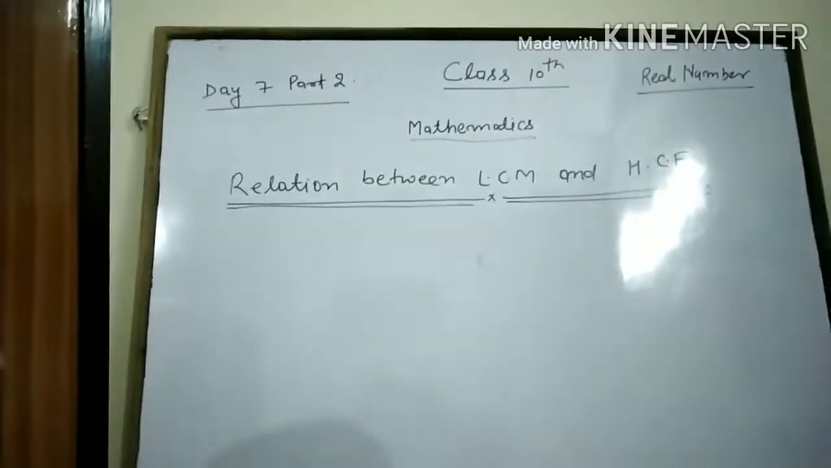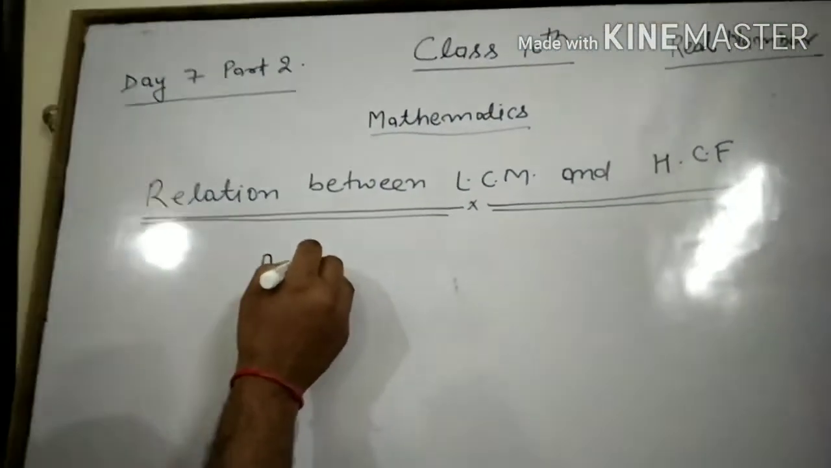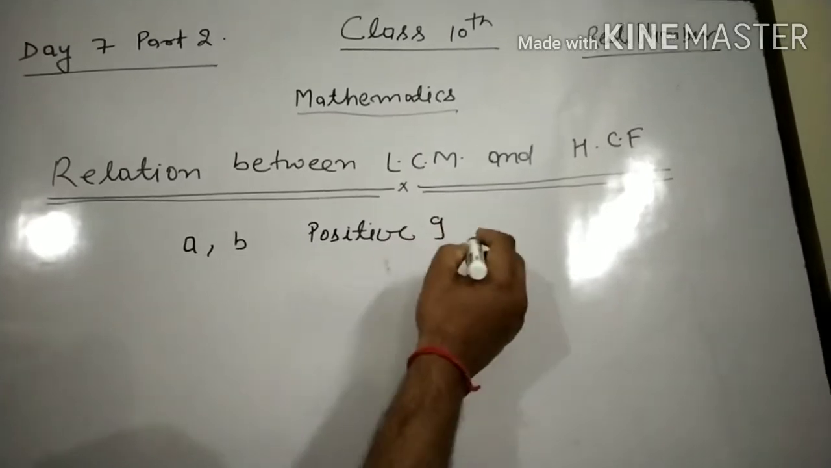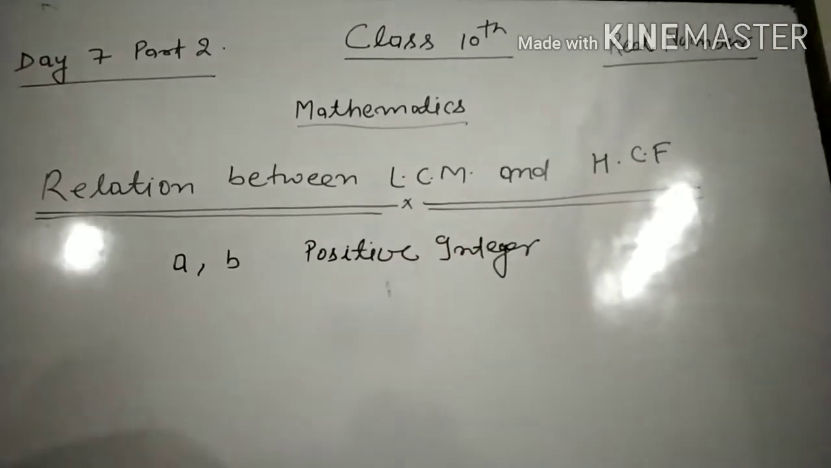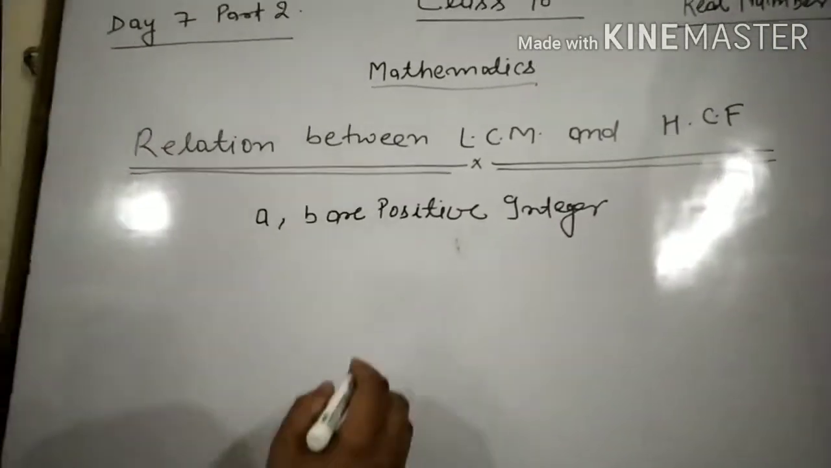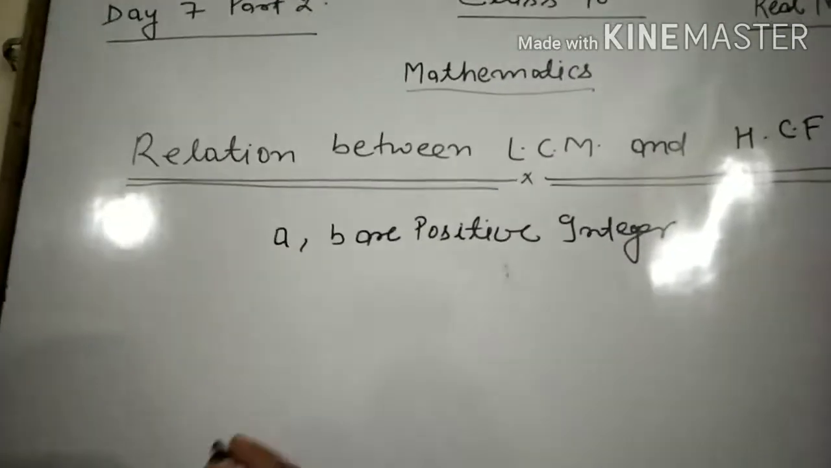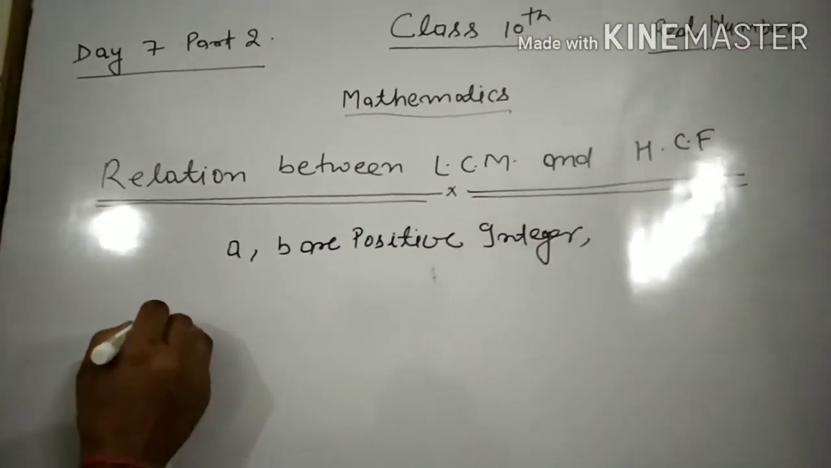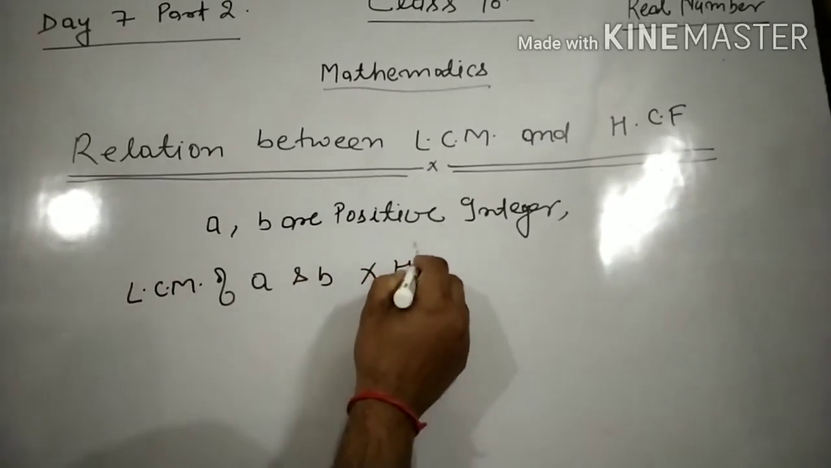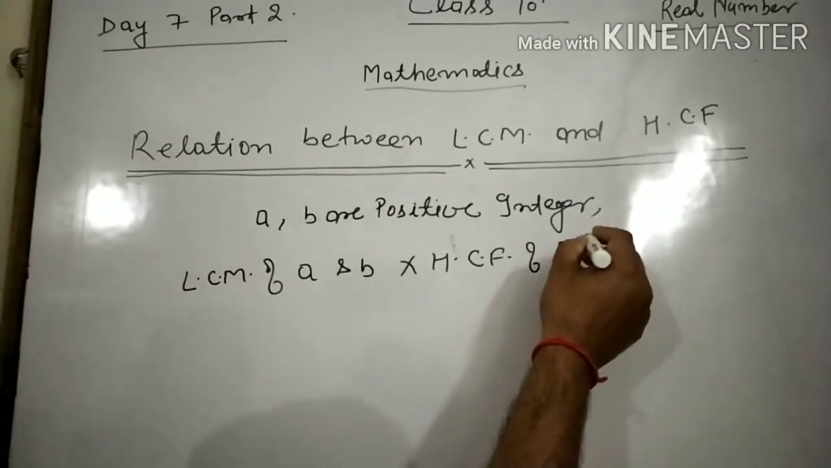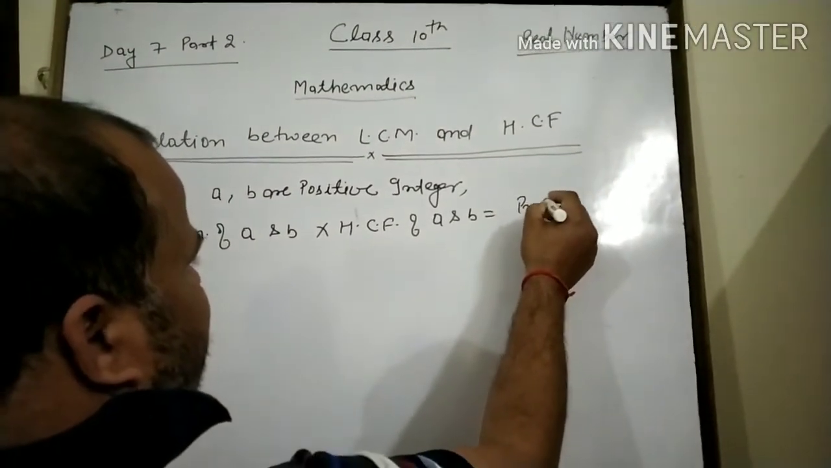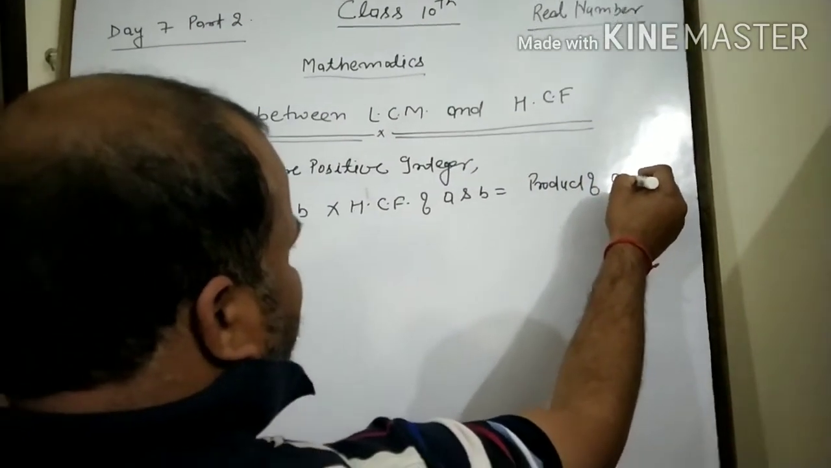Clear? Then suppose you have A and B, two positive integers, natural numbers. Then the relation between their LCM and HCF is: LCM of A and B into HCF of A and B is equal to the product of A and B.